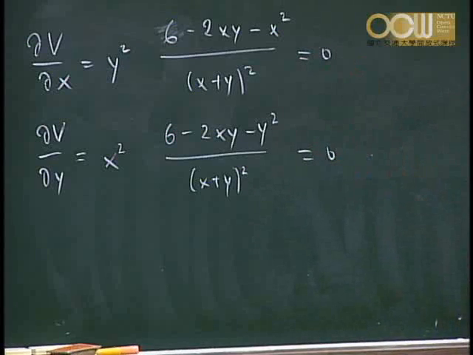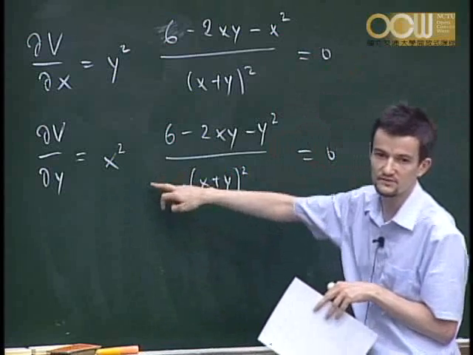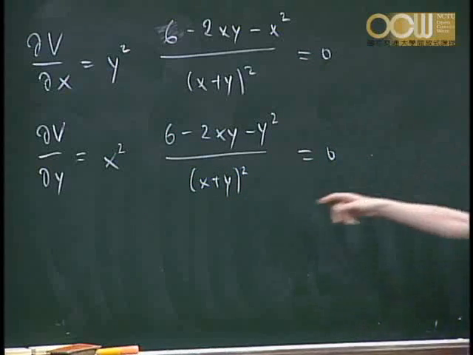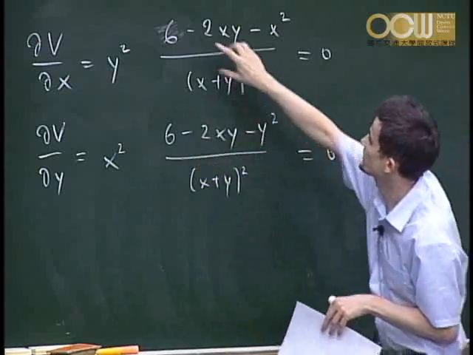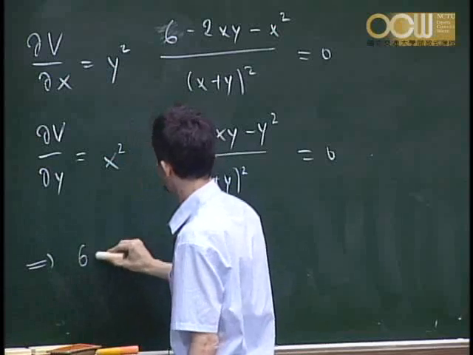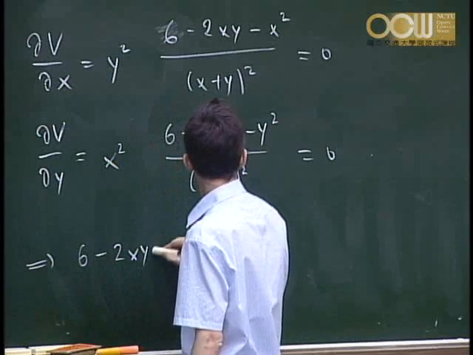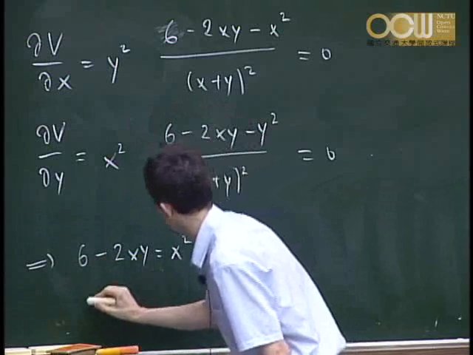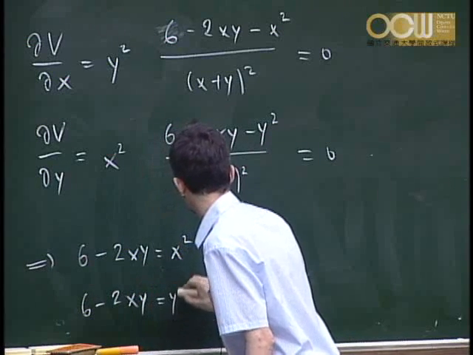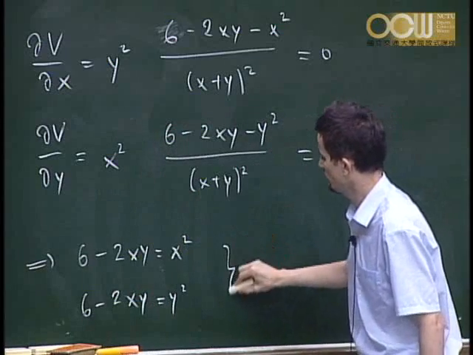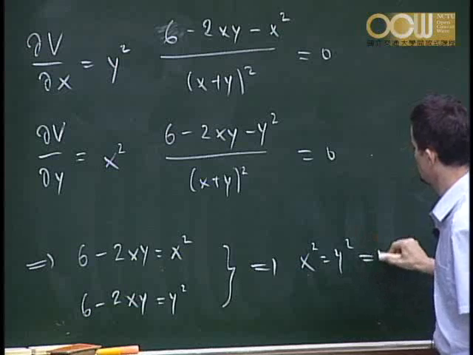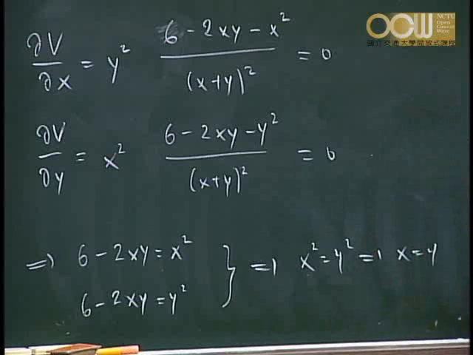Of course, one solution, you see, is x equal to 0, but this doesn't make sense because we want to maximize the volume. x equal to 0 would give 0. Okay, so this must be equal to 0, and this must be equal to 0. So we see that 6 minus 2xy is equal to x squared, and 6 minus 2xy is equal to y squared. Okay, and from those two you get that x squared is equal to y squared, or that x is equal to y.